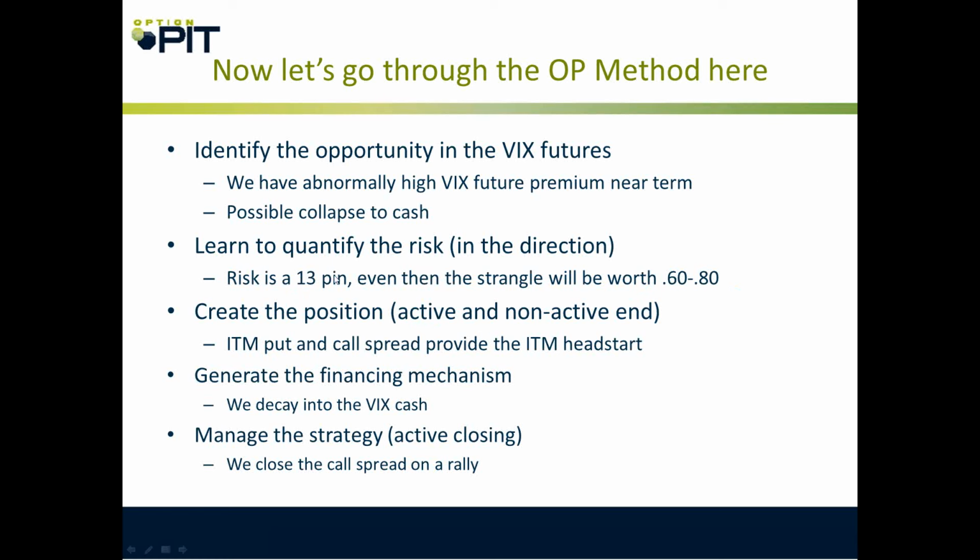So you quantify the risk. The risk here is a 13 pin. Even then, your strangle is going to have value. VIX strangles rarely go to 0 the day before expiration. It's also the nature of the product. It's hard for VIX just to go up 1 or 2 points and stop. It either goes up 1 or 2 points and keeps going, or it retraces. It's how it works.